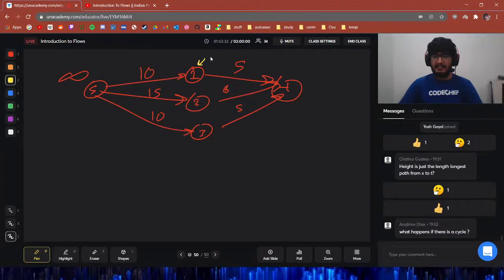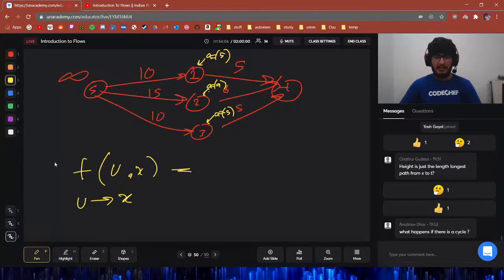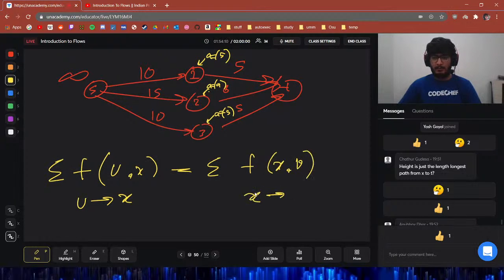So this would have excess function 5, this would have excess function 9, and this has excess function 5, right? Because there is an excess of 10 flow coming in here and only 5 flow going out. So did you understand what an excess function is? It's basically the flow coming from u to x such that there exists an edge from u to x, minus the flow of x to v such that there exists an edge from x to v, right?